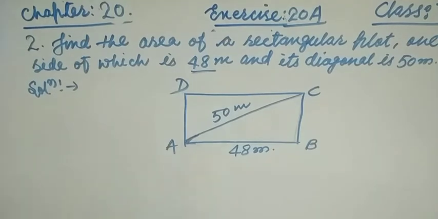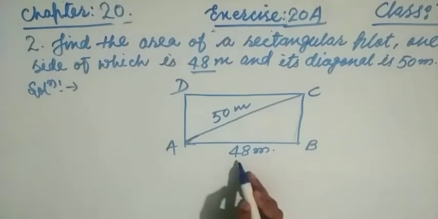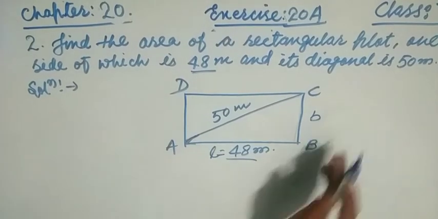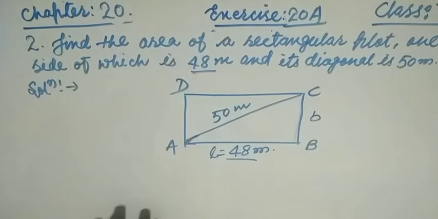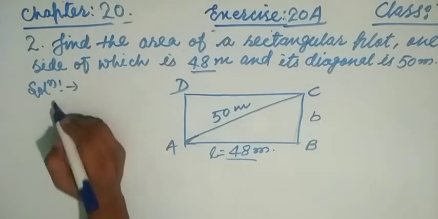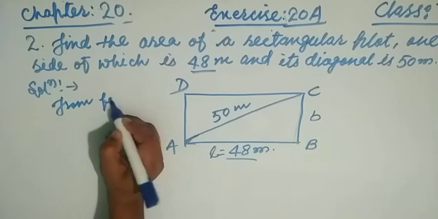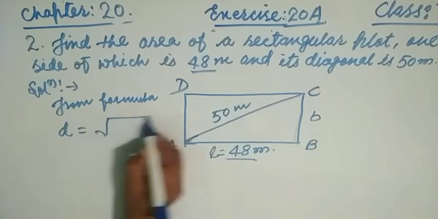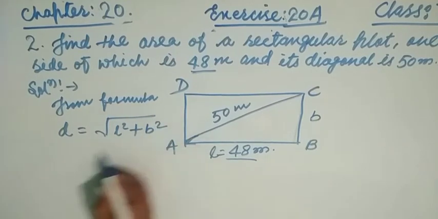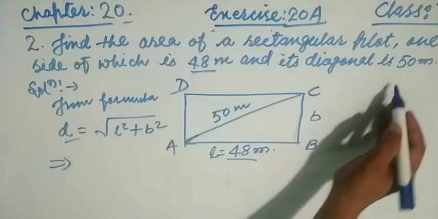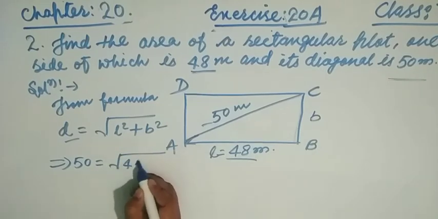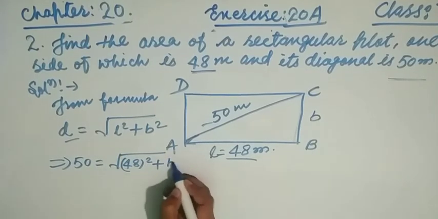So in order to find out area, friends, we need length and breadth. So one side, suppose length, is given but breadth is not given. Suppose this is B, that we have to find the value of B. How can we find out? Remember, friends, from the formula, diagonal of rectangle is under root length square plus breadth square. The diagonal is given 50 meter. So 50 meter is equal to under root L square plus B square, where L is 48 meter and we have to find B.